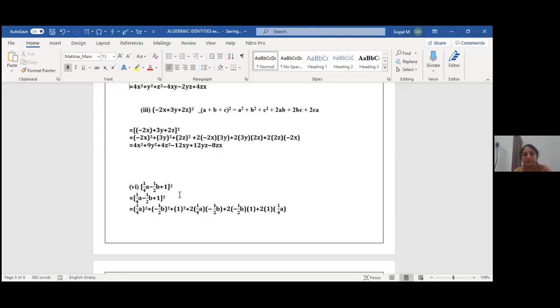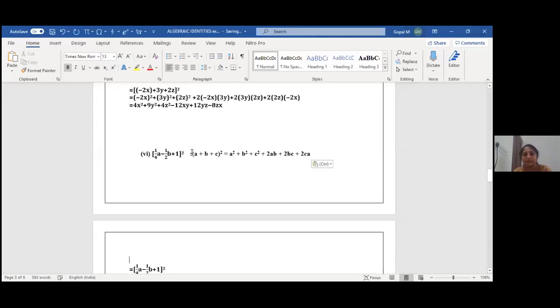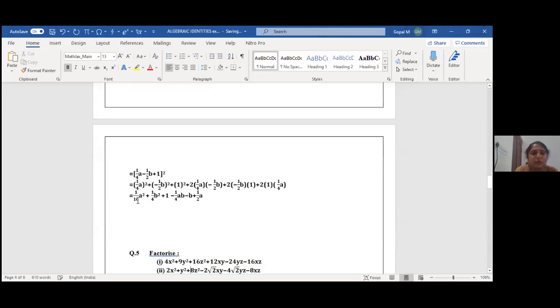Next, fourth question. Again, here in the place of A, it is 1 by 4 a. In the place of B, it is 1 by 2 b. In the place of C, it is only 1. So we'll apply the identity. So 1 by 4 whole square is 1 by 16 a square. Minus 1 by 2 b whole square is, minus whole square means plus, 1 by 2 whole square is 1 by 4 and b square. 1 square is 1.